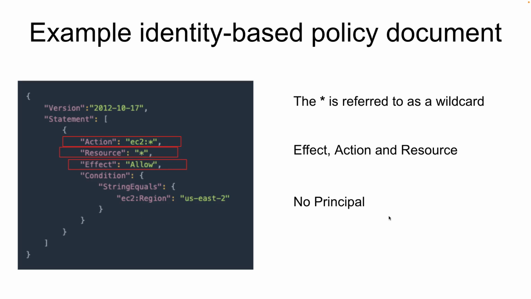One thing you will notice is that there's no principal in an identity-based policy document. And this is because the principal is implied by the fact that an identity-based policy document is attached to an identity. The second type of policy we're going to cover is a resource-based policy.